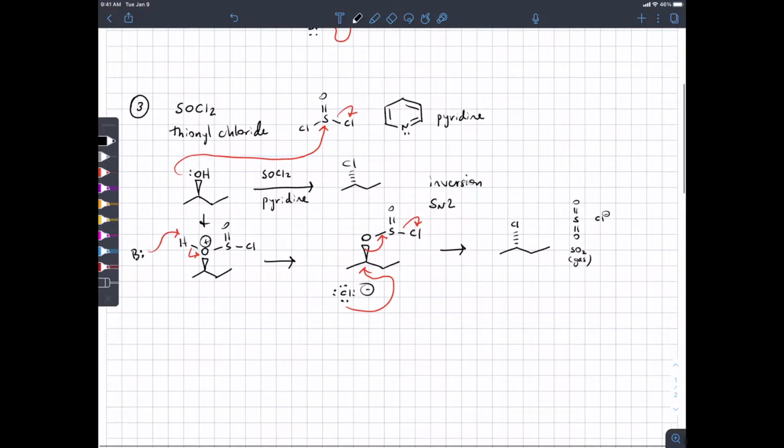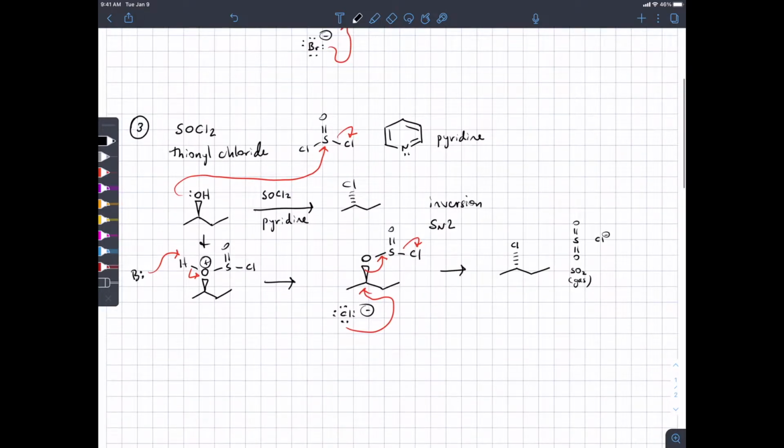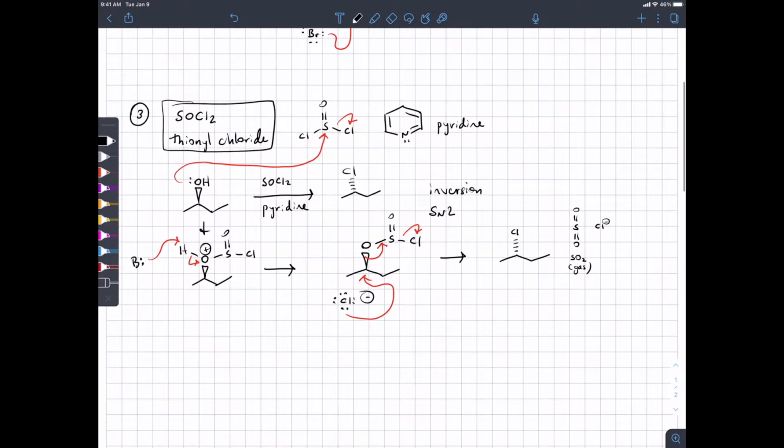Now, all of that's kind of cool, but again, if you want to learn the mechanism, go for it, but I'm not going to ask you about it. Perhaps this is a memorized detail. Instead, just take that SOCl2 and pyridine, convert the OH group into the alkyl chloride with inversion of configuration. Okay? Other questions so far?